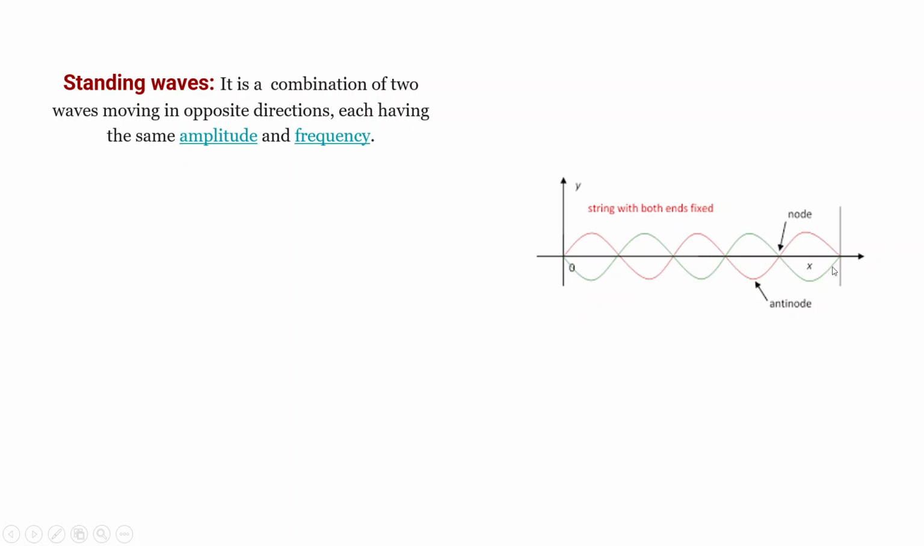So when both ends are fixed and we have a string like this, if I create a disturbance at one end, it will travel to the other end and then it will be reflected. So in this case, if I'm continuously generating disturbance at this point, then one wave is traveling in the right direction and another wave is reflecting back and coming in the left direction. Both the waves have the same amplitude as you can see in the diagram, and their frequency is also the same.